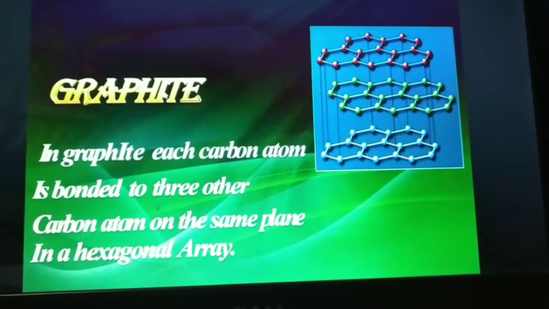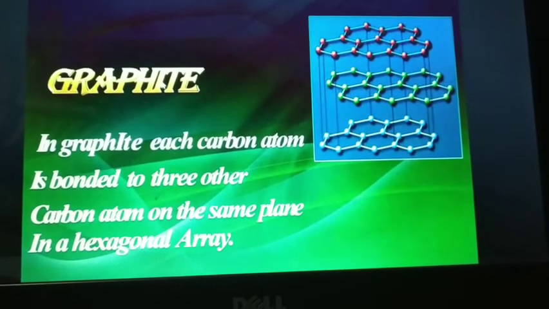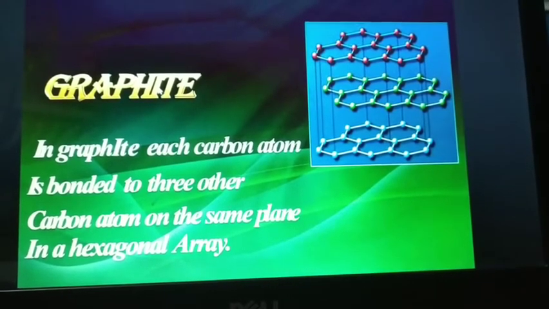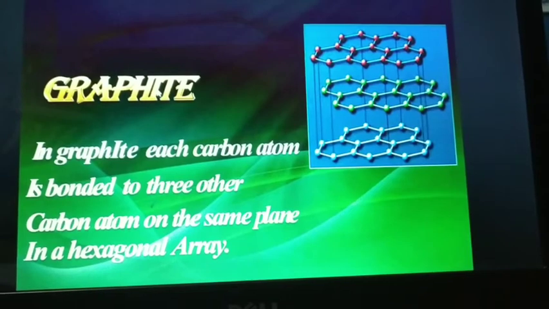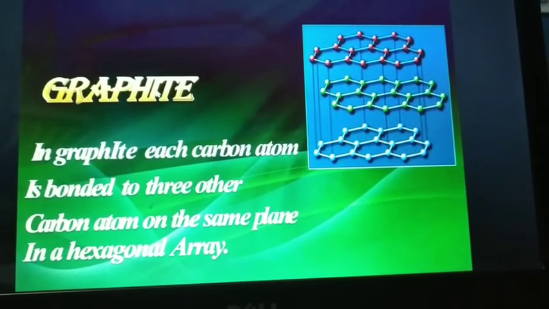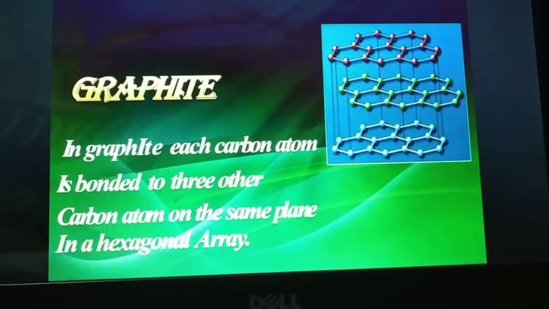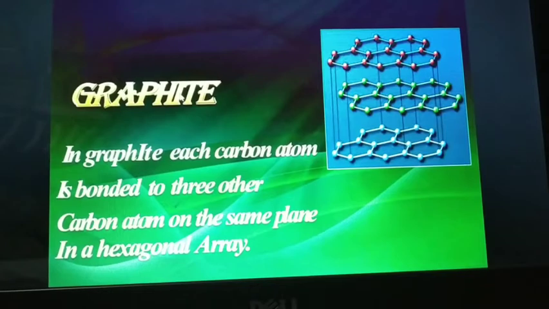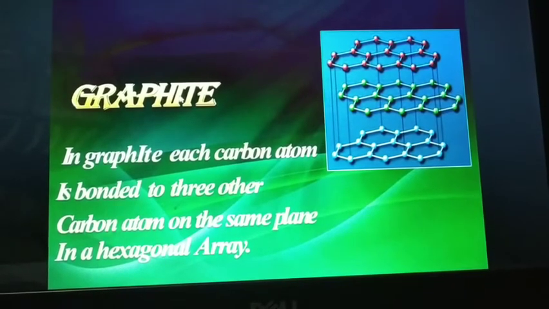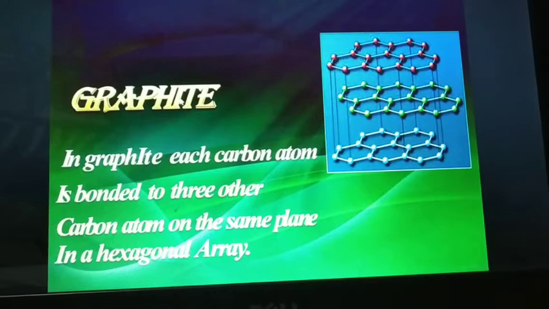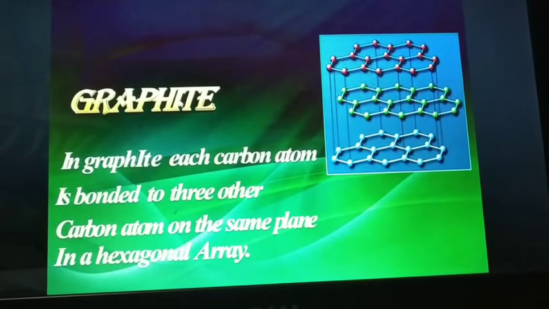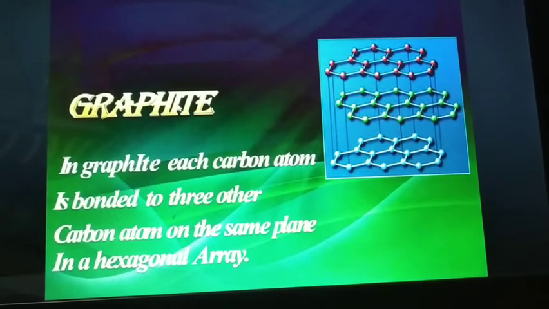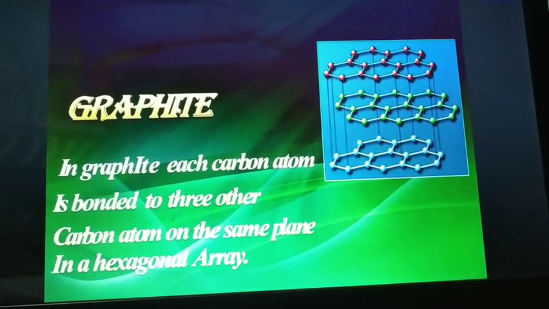See graphite. In graphite, you see the structure over here. Each carbon atom is bonded to 3 other carbon atoms on the same plane in a hexagonal array. If you can see the structure, you can identify that carbon atoms are arranged in flat, parallel layers. Now these carbon atoms in these layers are bonded to 3 others by covalent bonds. These form a network of 6 carbon rings.